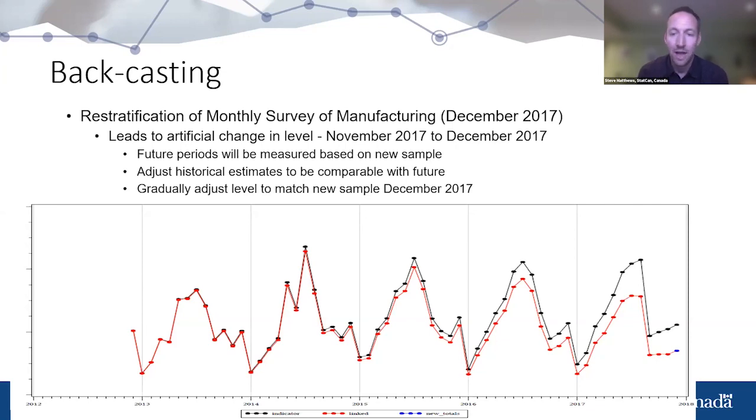We'll never know what the actual estimates would have been for that new sample, but under the statistical theory, the red line does give us sort of the most likely estimate for each period and preserves those movements very, very closely. So that's an example of backcasting.